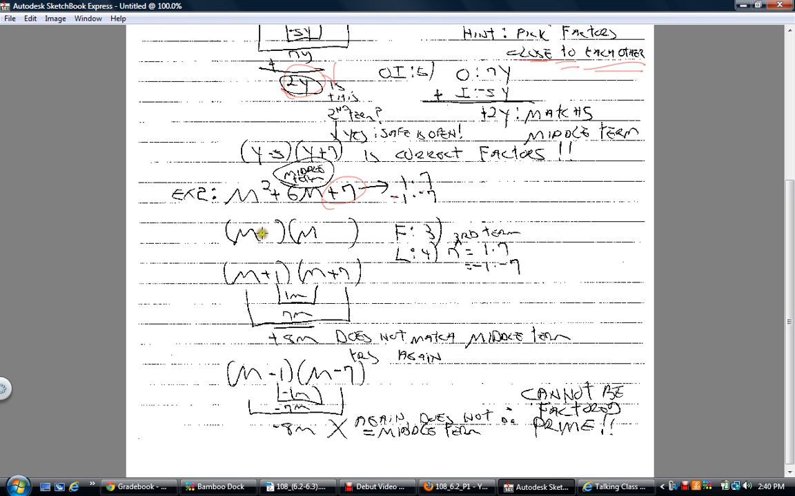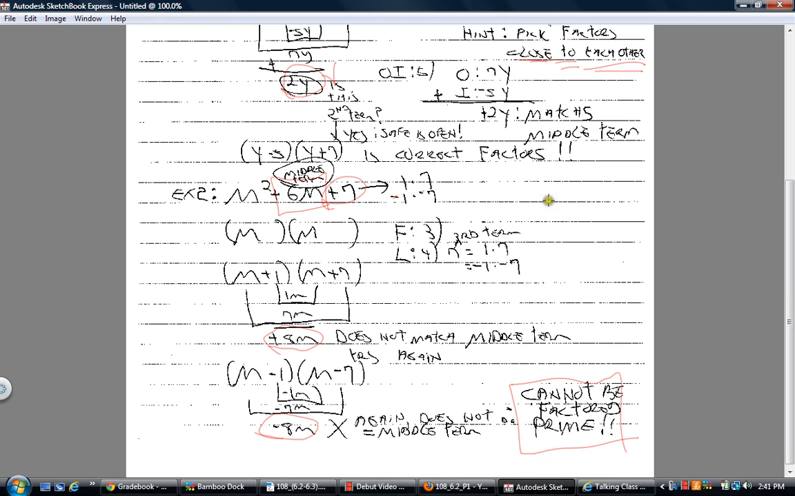So I turn around, I put the plus 1 plus 7, O and the I, and look at that. I get an 8m. I turn around and go, I need to get a 6m. Turn around, try the negative 1, negative 7. Guess what? You get a negative 8. You could not unlock the safe. Therefore, it's prime. It's already factored.